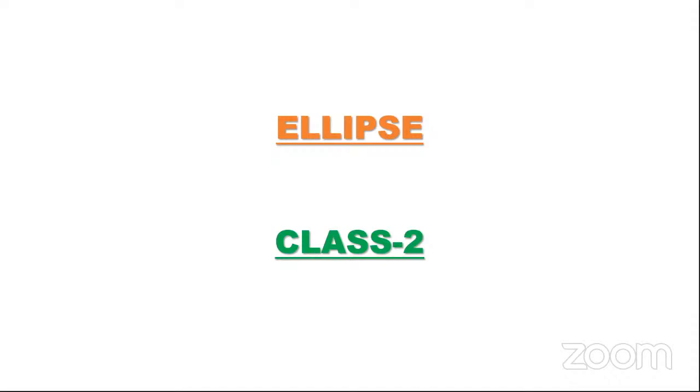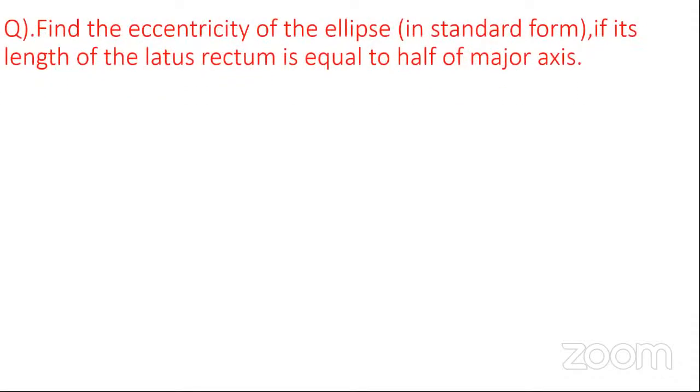Now we are going to class 2, that is, find the eccentricity of the ellipse. Eccentricity is nothing but the e value, if its length of the latus rectum is equal to half of the major axis. What is asked here? Just find the eccentricity, if the length of the latus rectum, 2b square by a, equals half of the major axis.